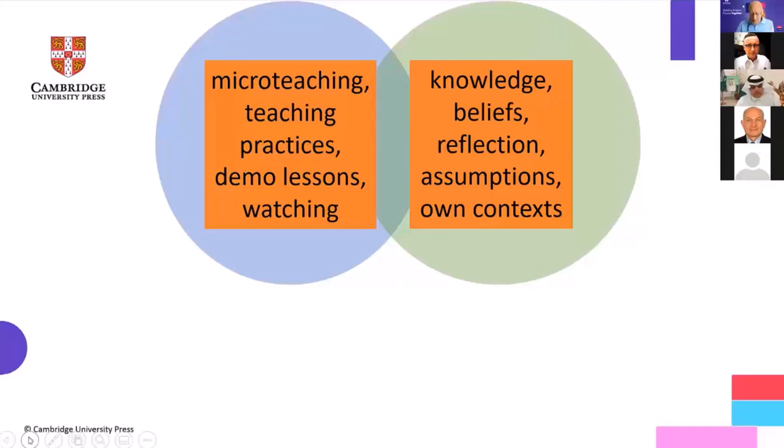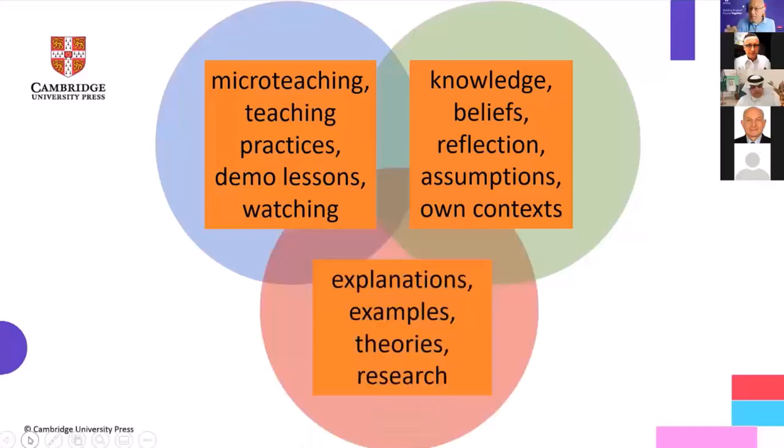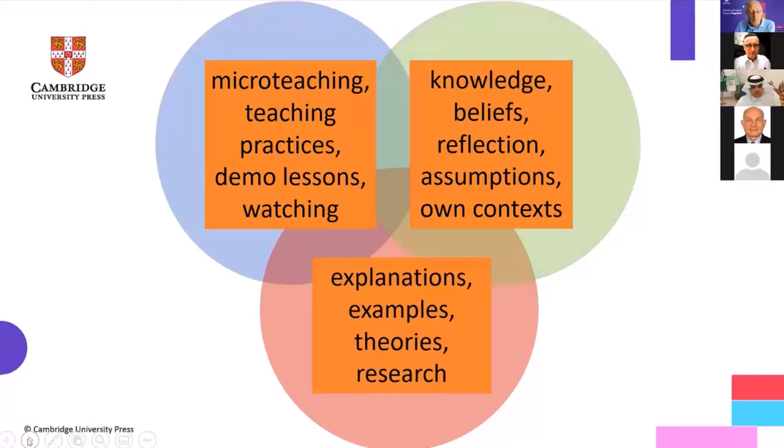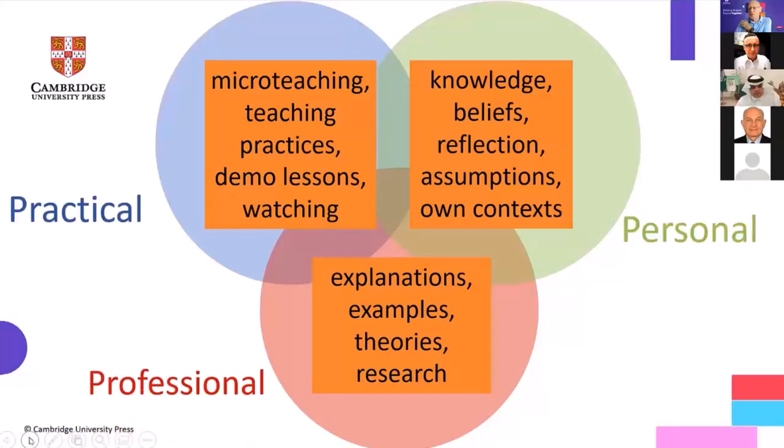And the third area within this particular model is that we need opportunities for explanations and examples and theories and research. So we've got these three areas, and I'm calling them practical, personal, and the third one is professional. Now, unfortunately, it's PPP. And I've thought long and hard about this, and I've tried to change my adjectives, but I couldn't come up with anything better.